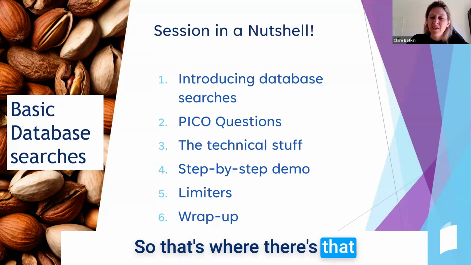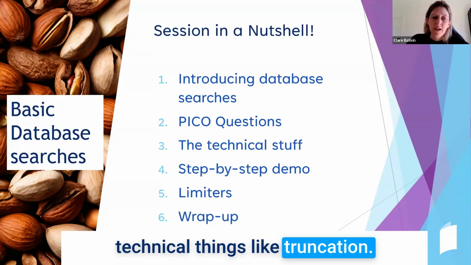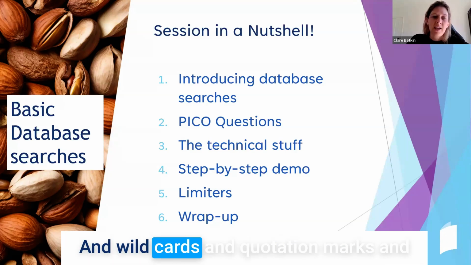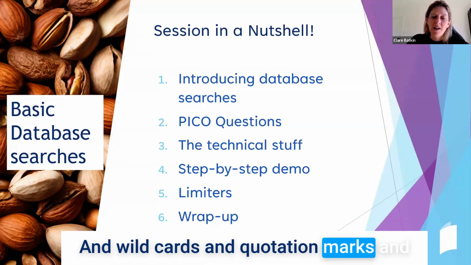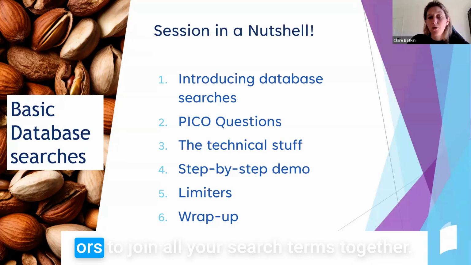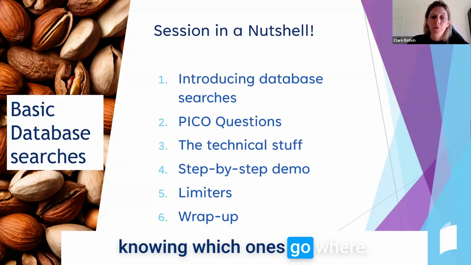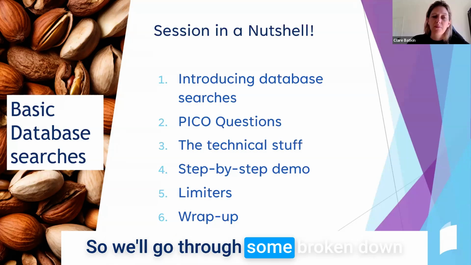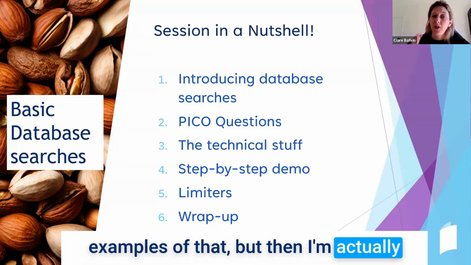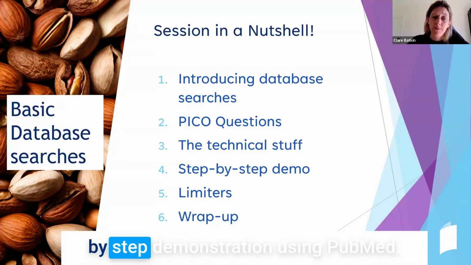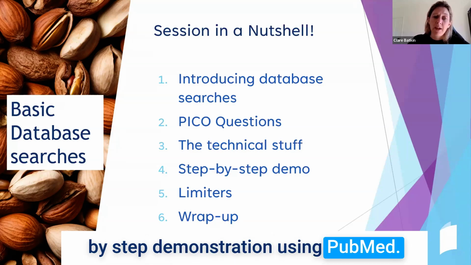So that's where there's technical things like truncation and wildcards and quotation marks and the Booleans, which is the ands and the ors, to join all your search terms together. That can be a little bit tricky knowing which ones go where. So we'll go through some broken down examples of that, but then I'm actually going to pull that all together into a step-by-step demonstration using PubMed.